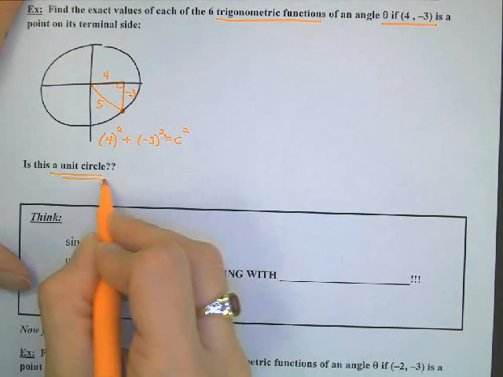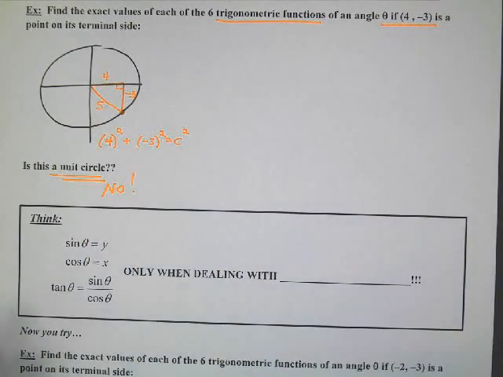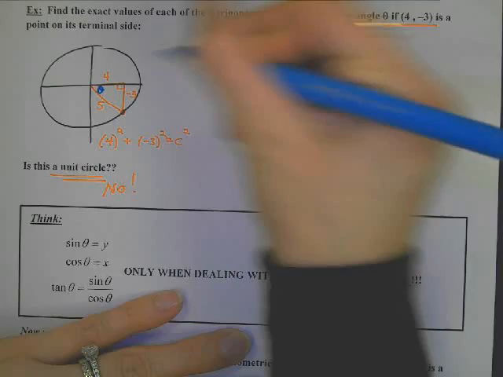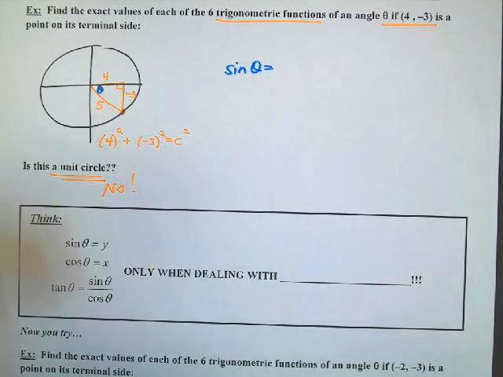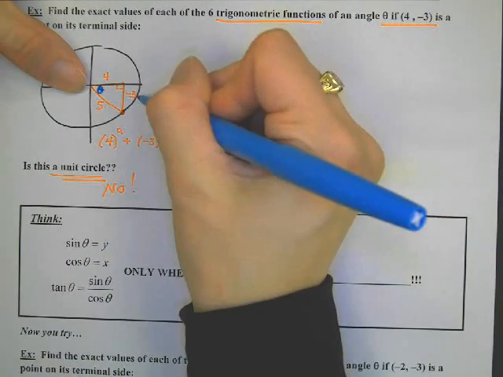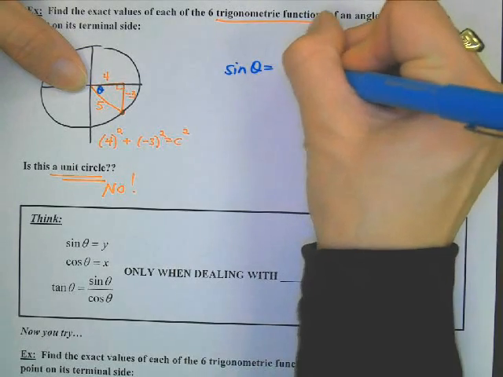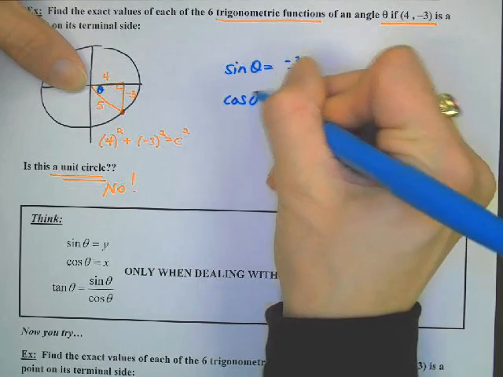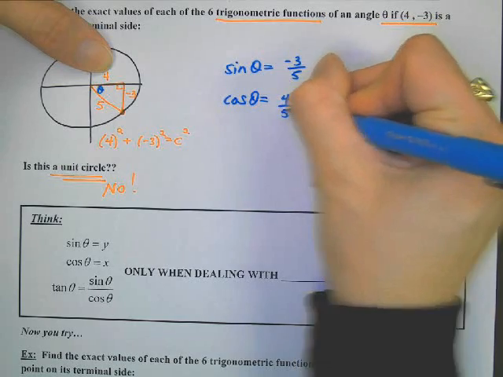Okay, so an important question, is this a unit circle? No, this is not a unit circle. So when I say sine, you can't say y. That's only unit circle stuff. Let's put our theta there. When I say sine, you're going to have to go old school. You're going to have to do the old-fashioned opposite over hypotenuse. -3 over 5. When I say cosine of angle theta, you'll have to do adjacent over hypotenuse.